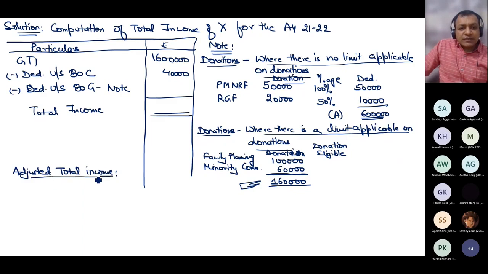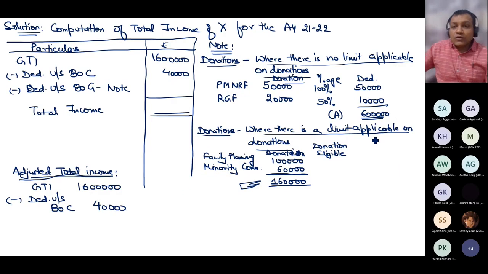How much is adjusted total income in my example? GTI, which is 16 lakh, less all deductions of section 80 except 80G. So I have fortunately only 80C. How much? 40. Though I have this 60,000 also here, which is clear cut 80G. But I have to ignore entire 80G, whether of category 1 or 2. This is my adjusted TI.